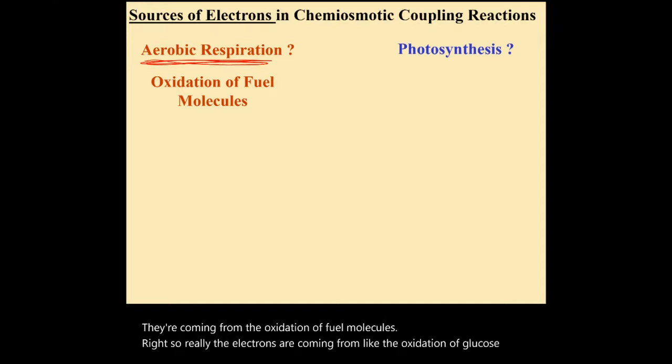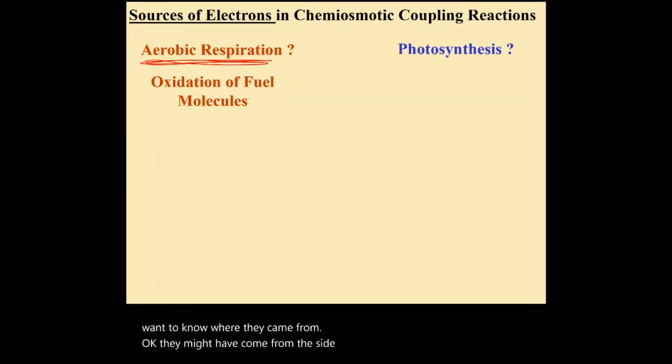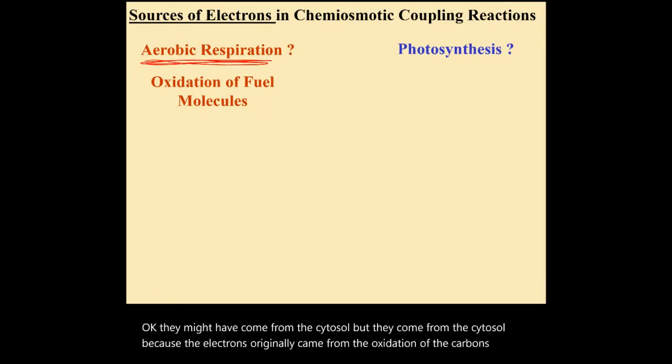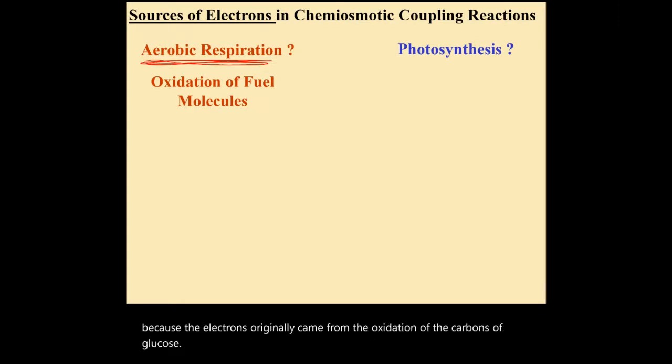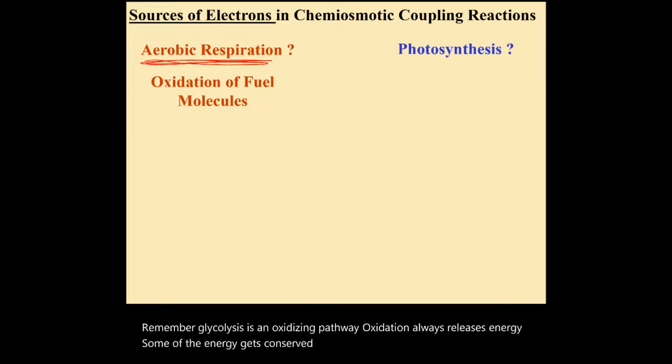When I say where, I don't mean where they are located. I want to know where they came from. They might have come from the cytosol, but the electrons originally came from the oxidation of the carbons of glucose. Remember, glycolysis is an oxidizing pathway. Oxidation always releases energy. Some of the energy gets conserved in the form of high energy electrons.